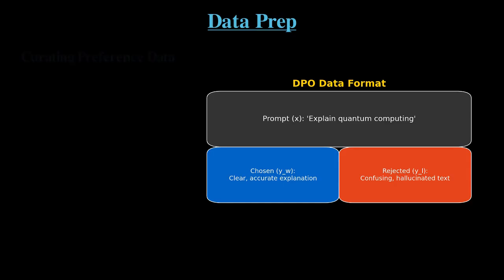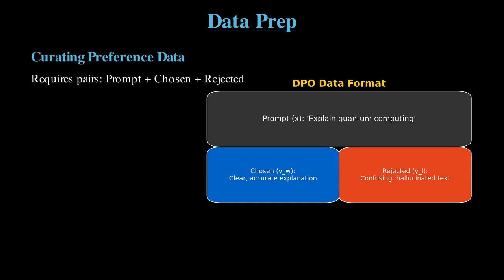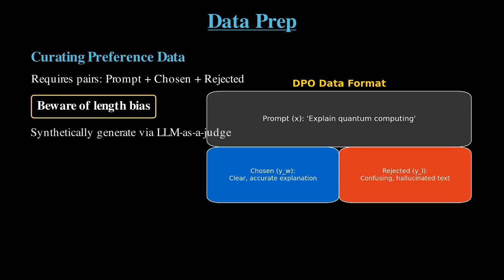Let's talk data pipeline. Quality is everything. A standard DPO dataset contains a prompt, a chosen response, and a rejected response. Often, teams generate this synthetically. You sample multiple responses from a strong model and use an LLM as a judge to score them. To prevent the model from learning shortcuts, the chosen and rejected responses should be closely matched in length and style. Always filter out pairs where the reward margin is near zero, as they provide no useful gradient signal.